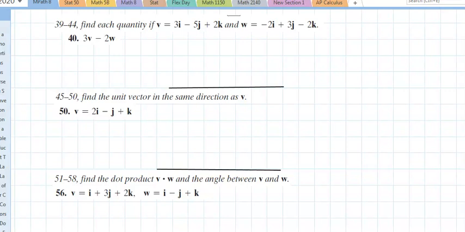And just like we did with 2 dimensions, then we're going to do with 3 dimensions. So let's review. On problems 39 through 44, given the following vectors, again, I like to write them this way. You don't have to, of course, but that's me.